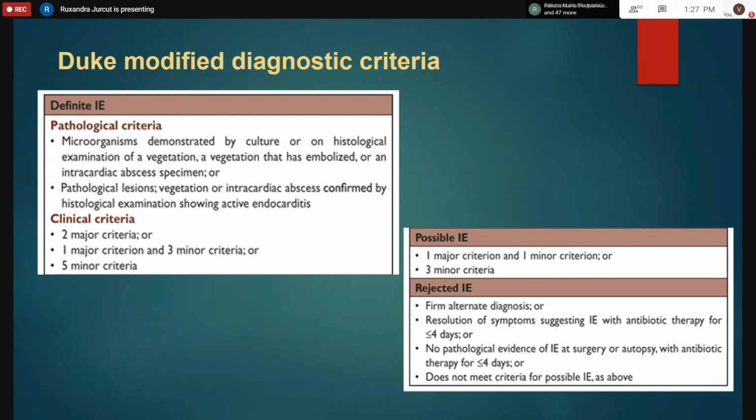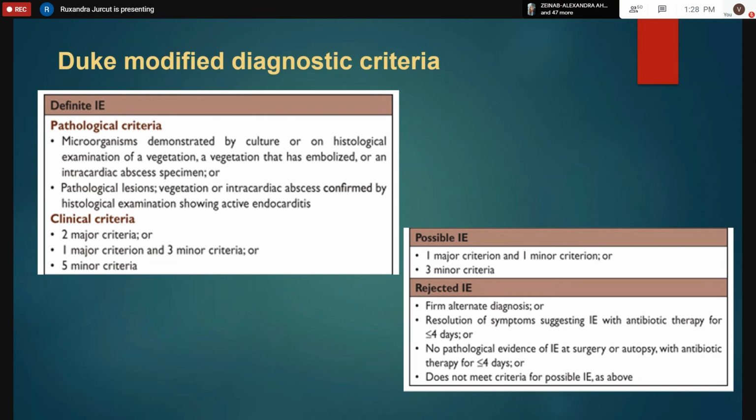So we have several criteria. You will see it. There are major criteria and there are minor criteria. And if the patient has 2 major criteria, or if the patient has 1 major criterion and 3 minor criteria, or if the patient has 5 minor criteria, then the patient has definite endocarditis. In the other combinations that you see here on this slide, like for example, 1 major and 1 minor criterion, then it's called possible infectious endocarditis. And then you may want to go on with investigations to add more criteria if possible.